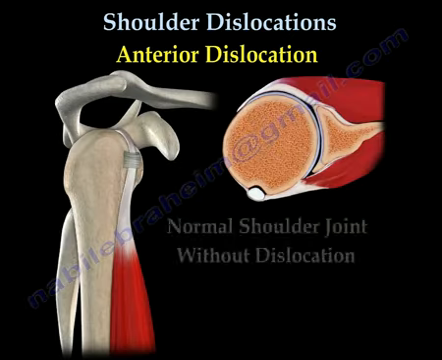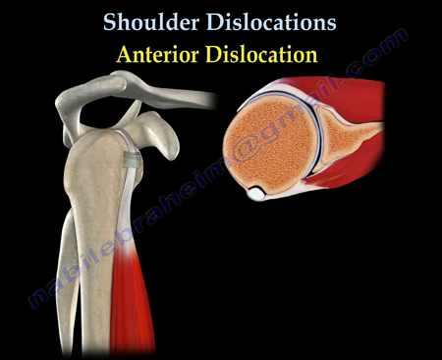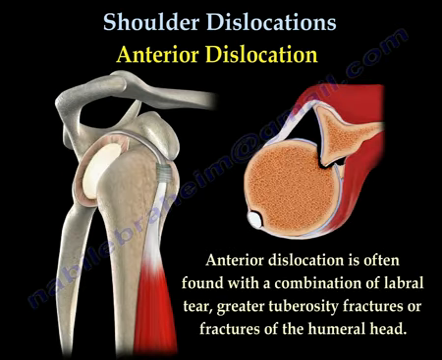This is a normal shoulder joint without dislocation. You can see the biceps tendon anteriorly. This anterior dislocation is often found with a combination of a labral tear and greater tuberosity fracture or fracture of the humeral head, called Hill-Sachs lesion.